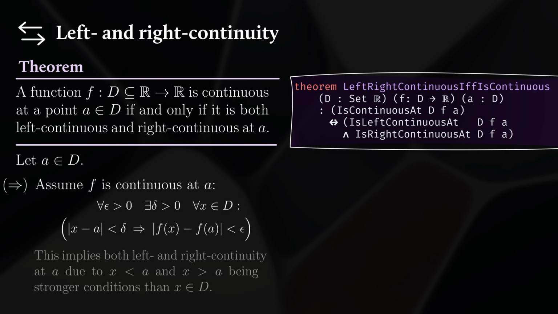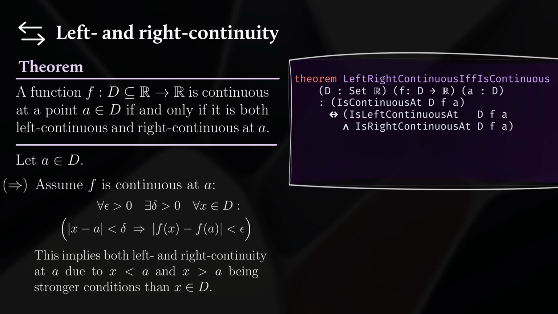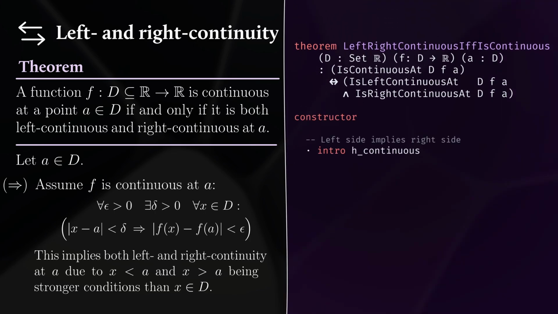This implies both left and right continuity at a, because x less than a and x greater than a are just stronger conditions than x just being an element of D. So it follows kind of trivially, but in Lean we still have to write it down very rigorously. In Lean, in order to first prove the one implication then the other, we use the keyword constructor. And with this we can now prove that the left side implies the right side. First we introduce the hypothesis that our function is continuous. And then for the part that this implies both left and right continuity, we split up again because first we show left and then right continuity.